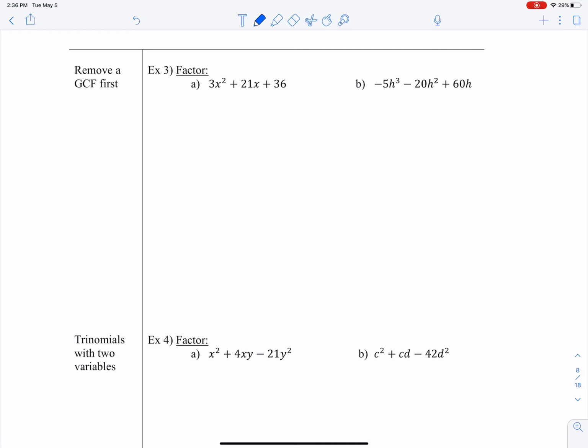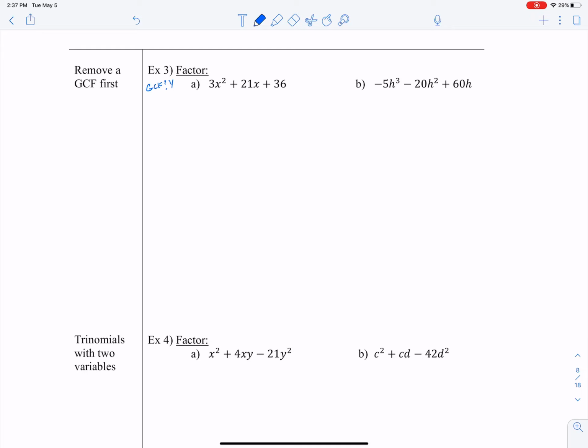So this is 2.4, part 3. Now in these questions, we do have a greatest common factor. All of these will have a greatest common factor that you have to remove, okay? So this is what you do when you find that you have a greatest common factor. Remember, we always check for our greatest common factor first.